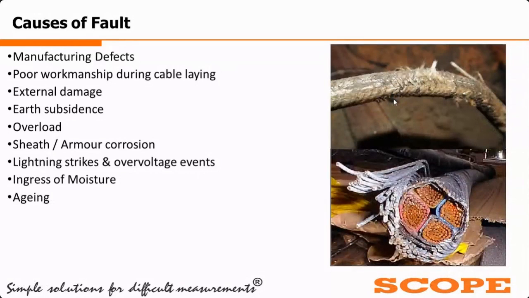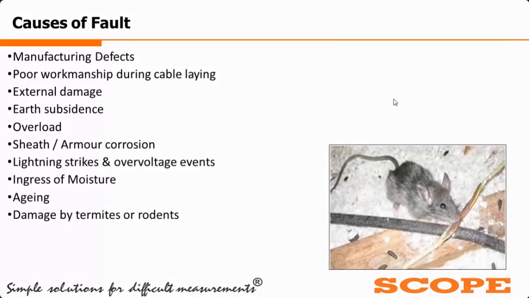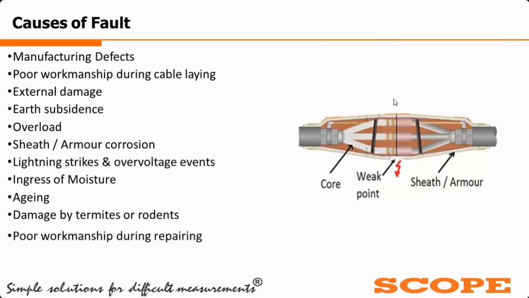Next one is the aging of the cable. After a certain period of service, the cable insulation is weakened, and due to this faults occur in the cable. The next type of cause of fault is damage caused by termites or rodents. This mainly occurs in LT cables, and this damage causes faults in the cable. And the last one is poor workmanship during repairing.